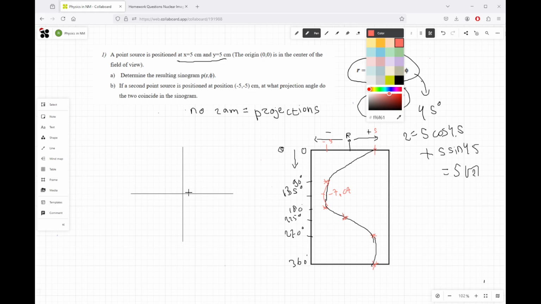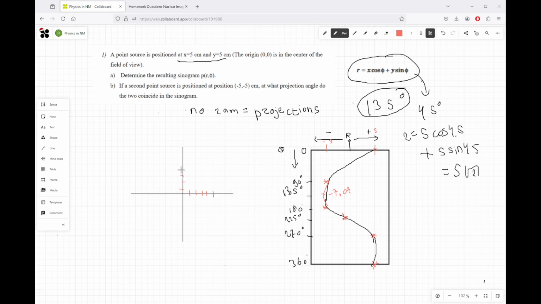So let us first draw in the points. Let me see. 1, 2, 3, 4, 5. So at this point right here, you have 5,5, and then 1, 2, 3, 4, 5. Then here you have the point minus 5,5.